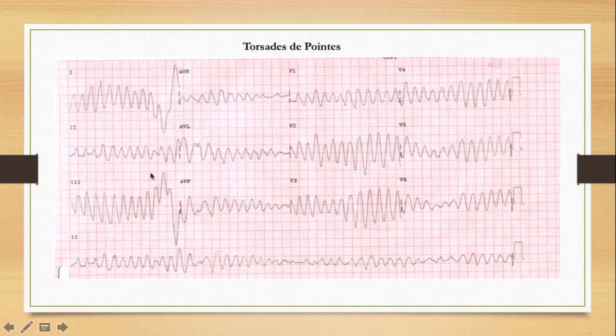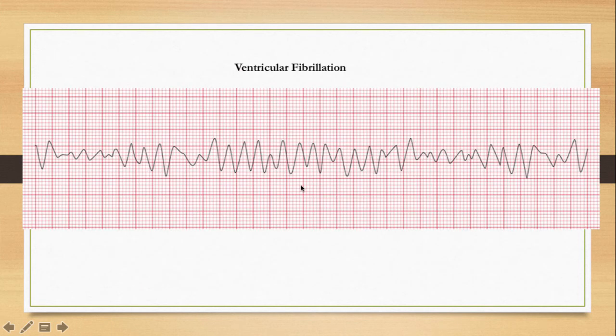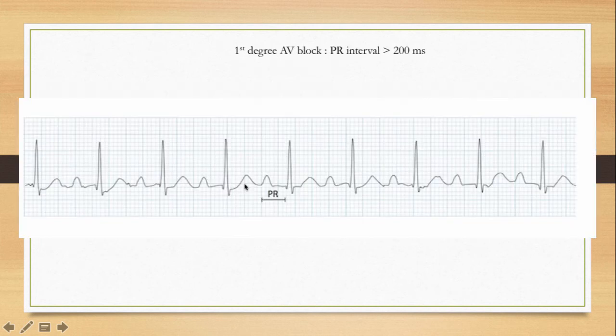This is torsades de pointes, where basically that means turning of the points. So you can see points are turning from here to here to here. It's more like a musical pattern. And this is ventricular fibrillation, where you can see that there is no regularity. We know this is ventricular because there is no P wave at all, and the QRSs are just broad, and there is no rhythm at all. So we call it ventricular fibrillation.